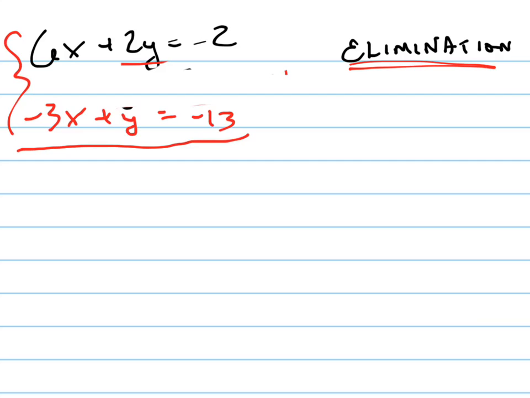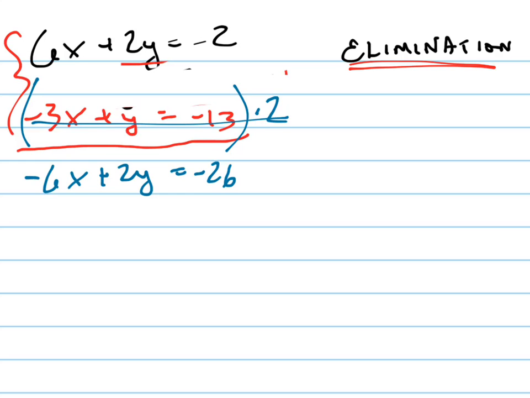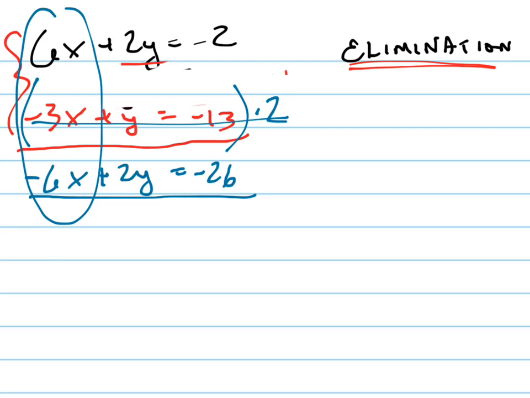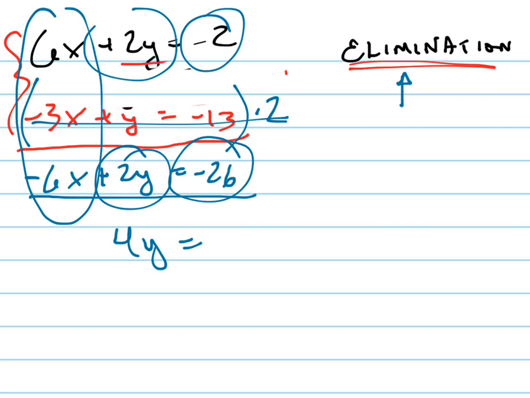Can you see what I need to multiply by? This bottom one I can multiply by 2, and when I do that, I'm going to get negative 6x plus 2y equals negative 26. So now that equation's gone, and I'm adding straight down. That's 0x's, so I don't even have to write it, which is, by the way, why they call it elimination, because I eliminated a variable. 2y plus 2y is 4y, negative 2 minus 26 is negative 28. Divide both sides by 4, I get negative 7.